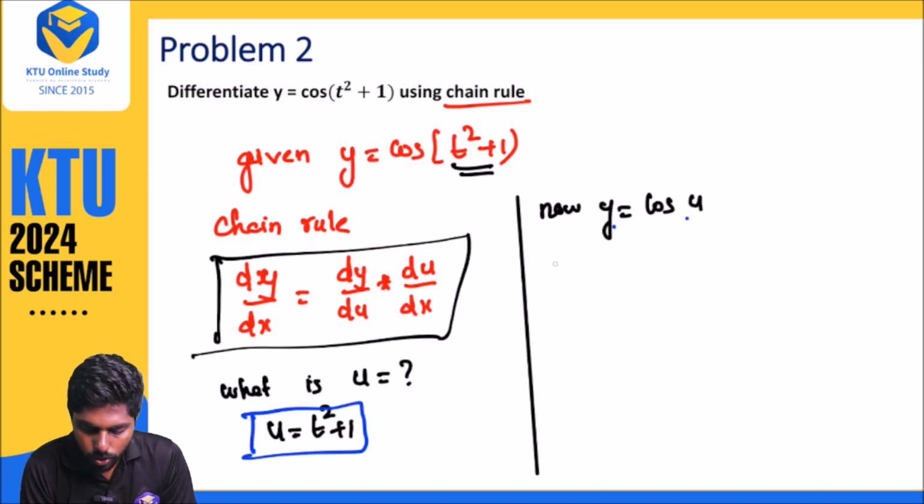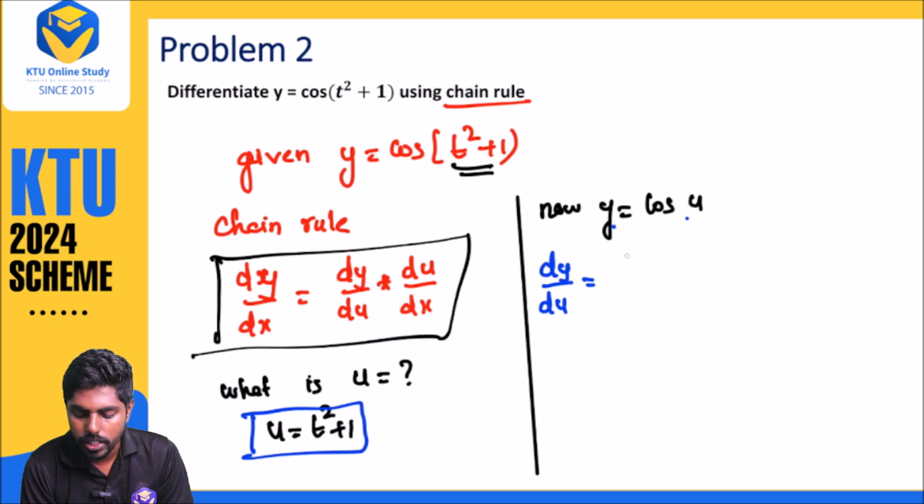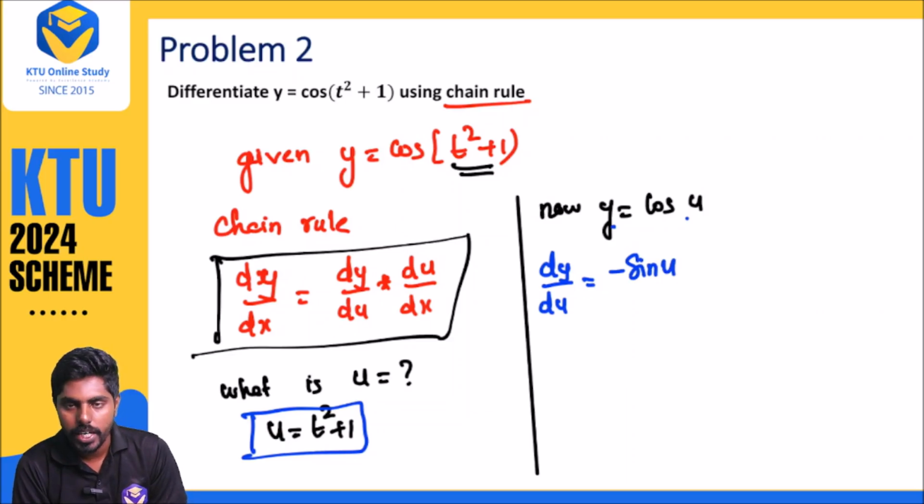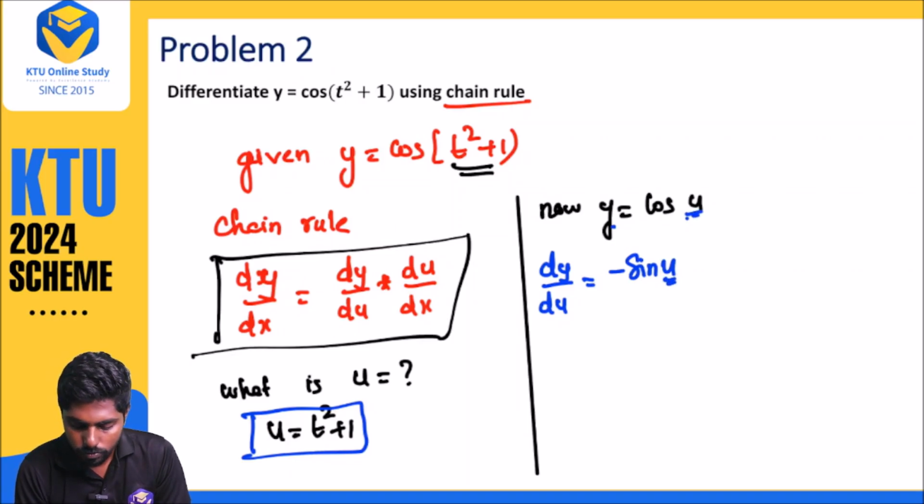Now what do you want to identify? We want to identify dy by du. When differentiating cos u, that is nothing but minus sin u. When you differentiate cos, it will be minus sin. What is the function they have given? u. So you will get minus sin u. Next thing, what do you want to identify?